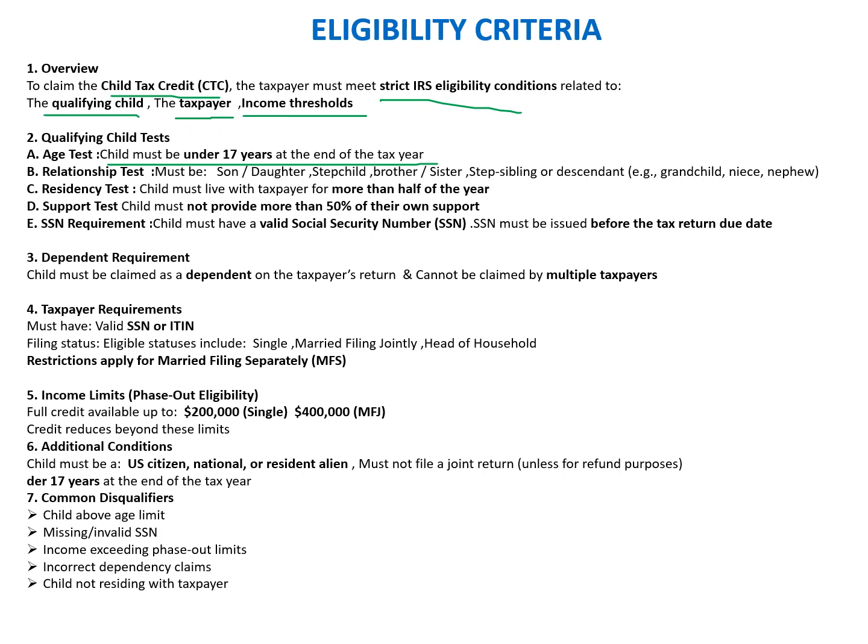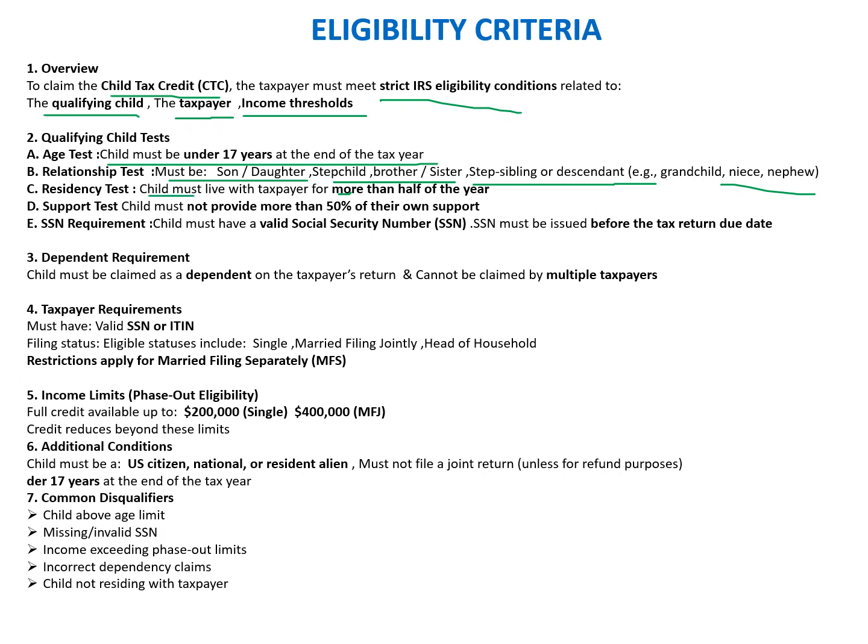What is the relationship with the child? The child must be either the son, daughter, stepchild, brother, sister, stepsibling, or a descendant, for example, a grandchild, or a niece or a nephew. So all these are eligible for availing the child tax credit. The relationship test has to be met.